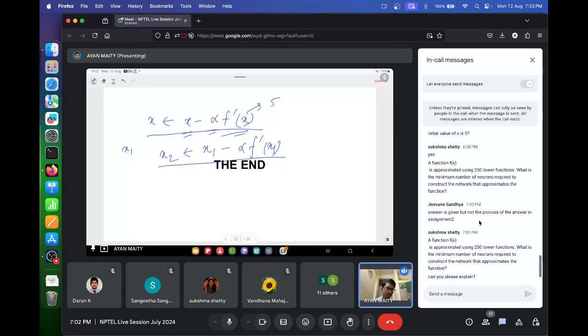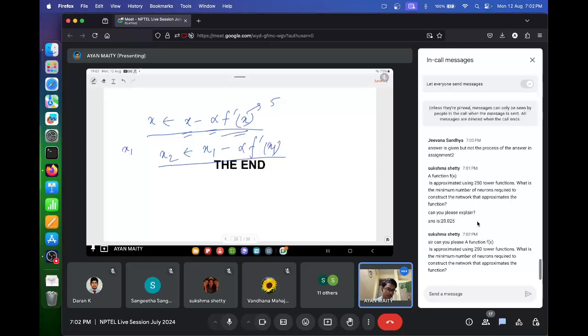In approximating a function using 250 tower functions, what is the minimum number of neurons required to construct the network that approximates this function? Answer is 20.025. So the answer of this tower functions question was 20.025.